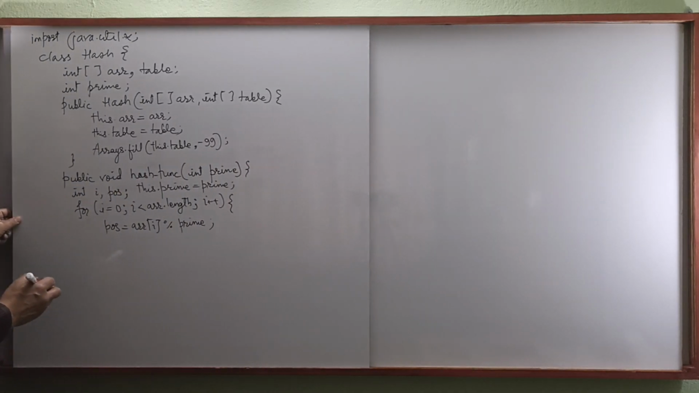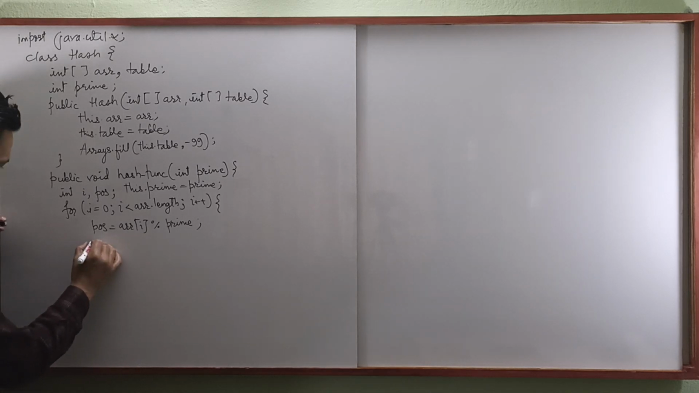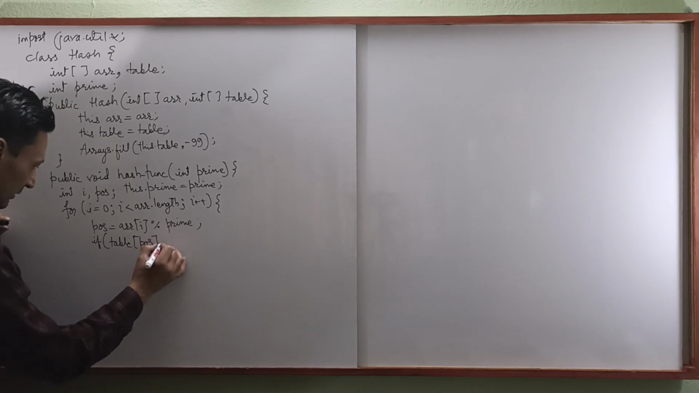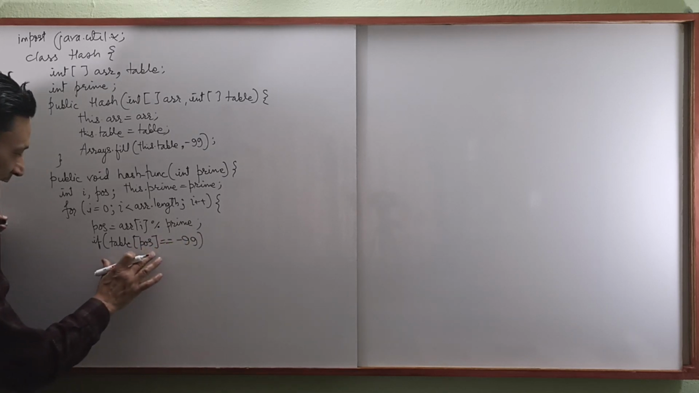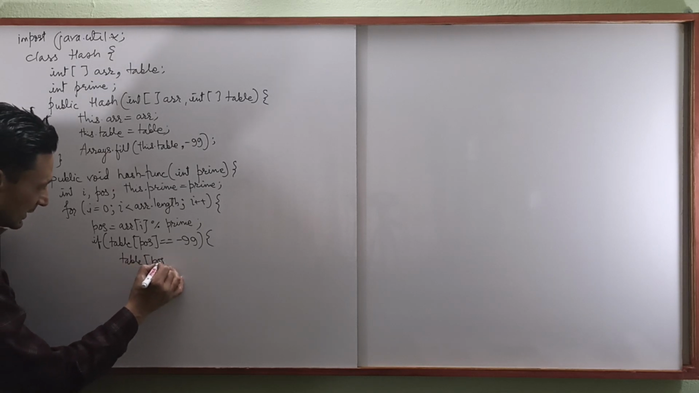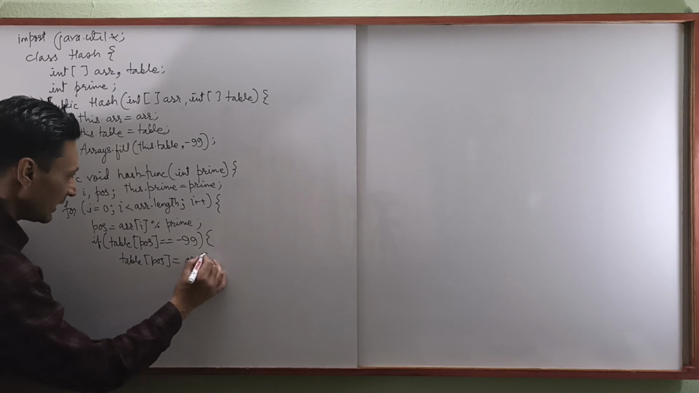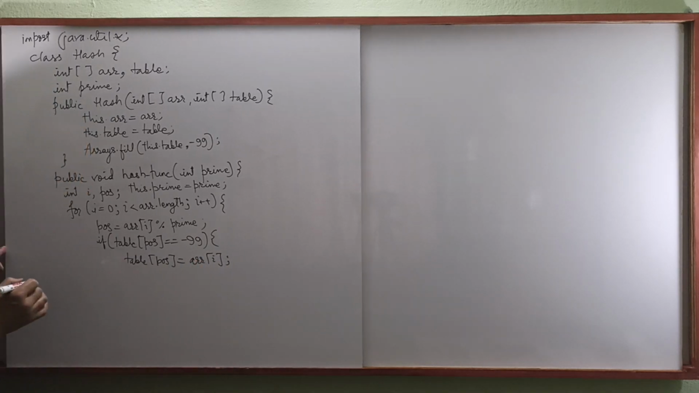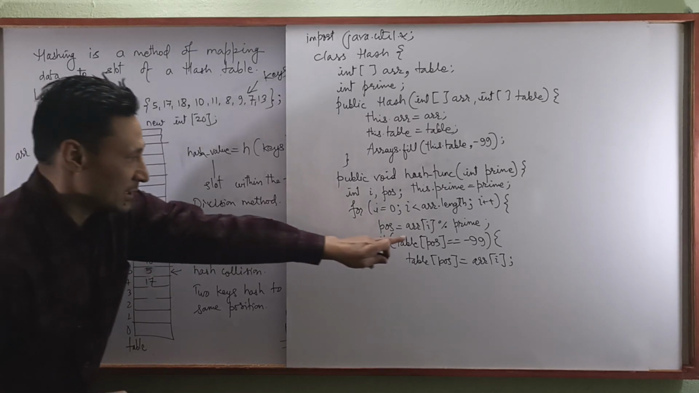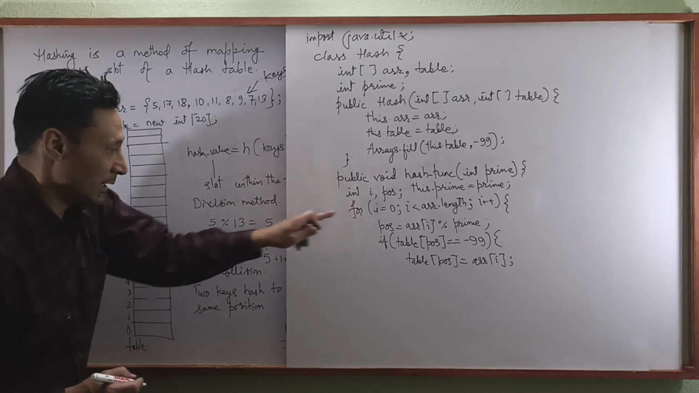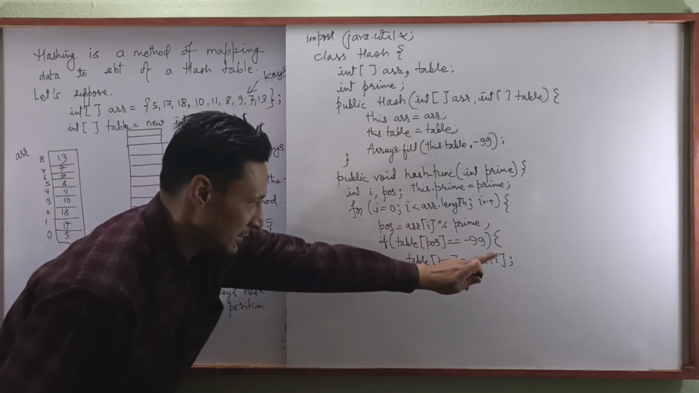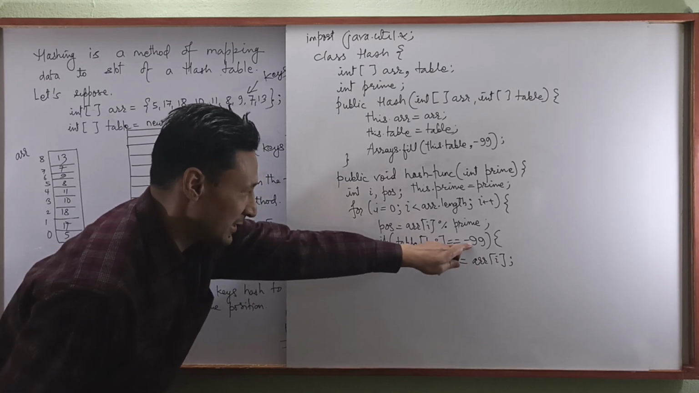Now we have to check if table[position] is equal to -99. That means this is the empty slot. So we will set table[pos] = array[i]. Whatever I initially said, 5 when divided by 13, the remainder will be 5, and pos will contain this 5 value. In index 5 of this table we are storing this value 5 because there is no value. -99 means it is empty.